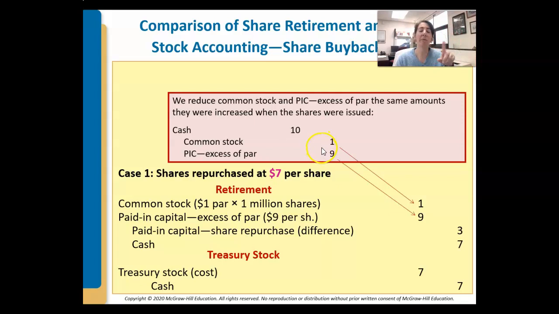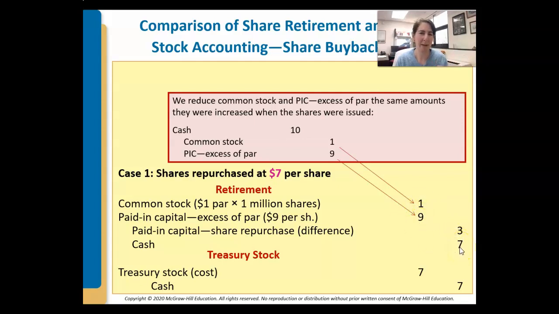What I'm going to do is reverse the common stock and paid in capital and excess of par piece. So I'm going to debit common stock, and I'm going to debit my paid in capital and excess of par for the $9 a share. But now that doesn't balance, right? Because now I've got 10 on one side and 7 on the other. Pretend that 3 is in there. You're not supposed to know about that part, right? I've got 10 on that side and 7 on this side.